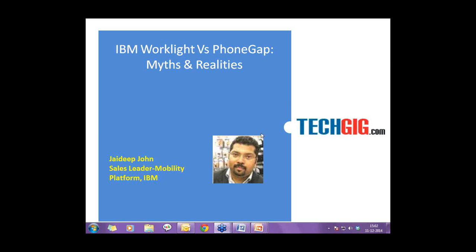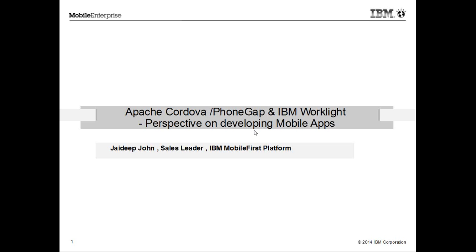So these are the scenarios where we normally see customers going in for a MEAP platform, a mobile enterprise application platform. So today I just want to spend about 30 to 40 minutes telling you how the journey of many enterprises is, from starting a very simple project on Cordova or PhoneGap, and eventually getting into a MEAP platform.